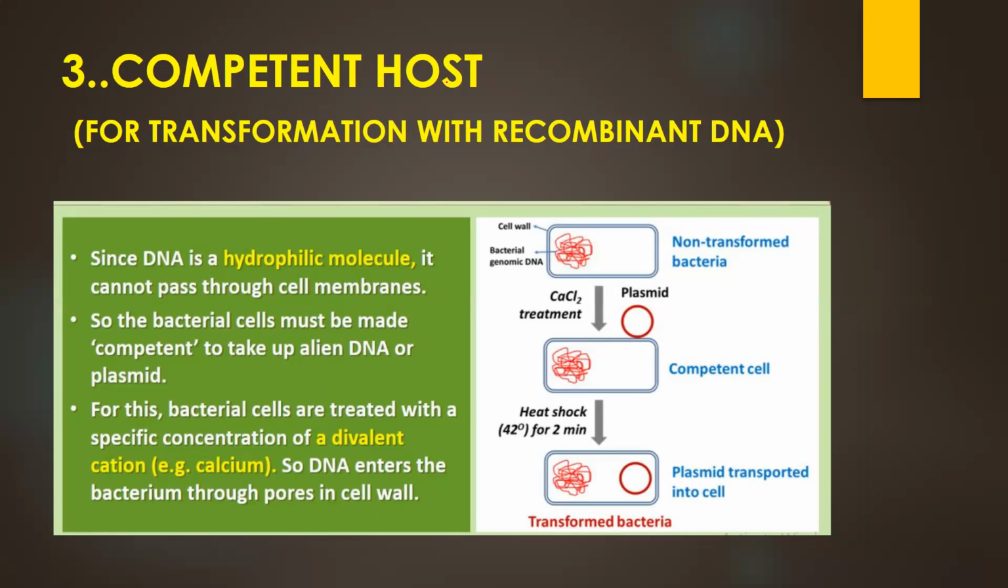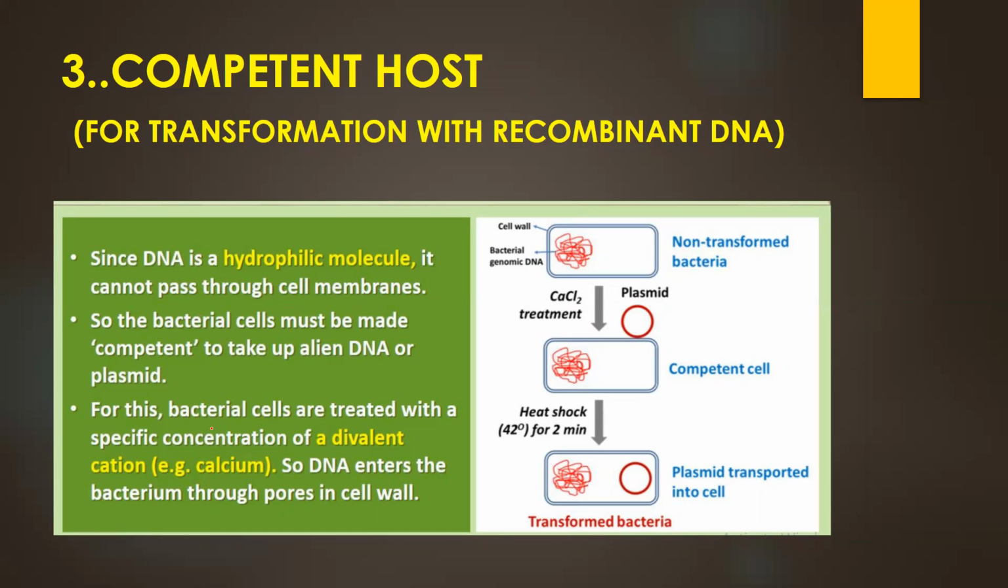Now let's talk about the competent host. This is the third and the last tool. Now this recombinant plasmid has to enter the host. The host can be a bacterium, an animal cell, or a plant cell. Now, we all know that DNA, being a hydrophilic molecule, cannot pass through the cell membrane, as the cell membrane is hydrophobic. So how will the bacterial, plant, or animal cell take up this plasmid? They will take it up in different ways, like, talking about bacteria.